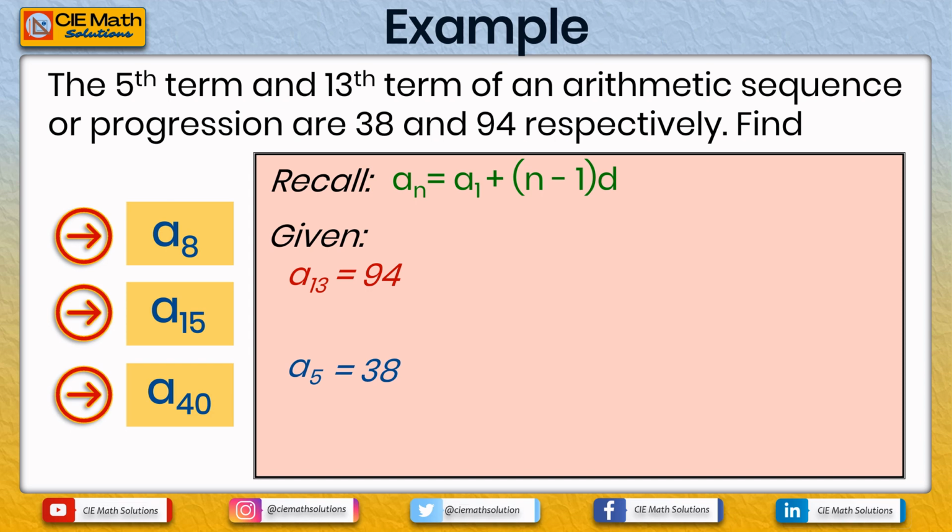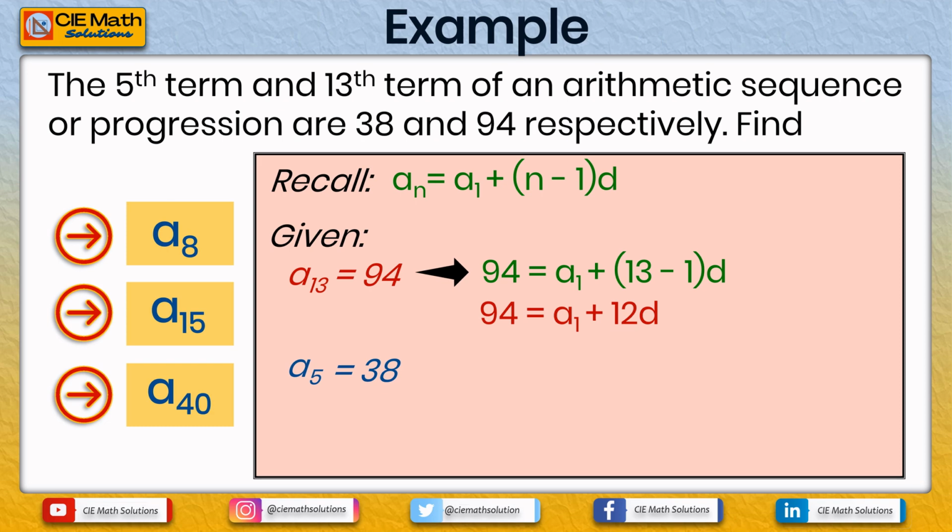Using now the nth term formula of an arithmetic sequence, a13 can be rewritten as 94 is equal to a1 plus 13 minus 1 times d. Simplifying this equation, we will then have 94 equals a1 plus 12d. Take note that the 13 here, which is the value of n, is the rank of the given term, a13.